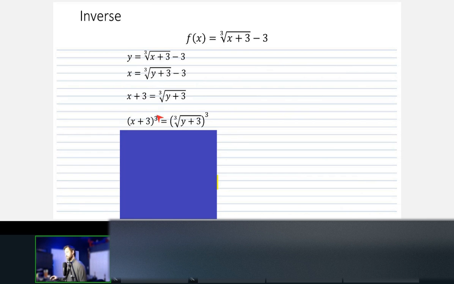So don't make that mistake. Do not distribute to terms. Not allowed. It's a common math rule that is broken.